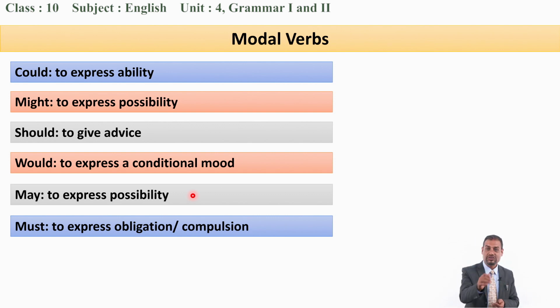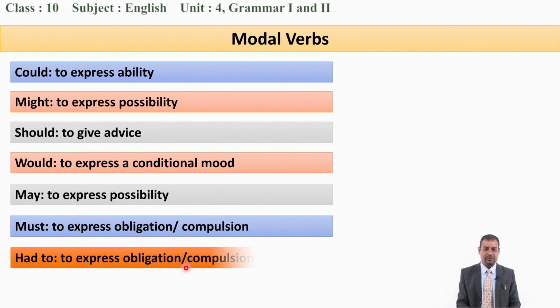Now, you must write them down. It means that there is not any option for you. You must do that work. So, it means that must is used to express obligation or compulsion. There is no chance. You cannot say, I don't want to do it. Okay, you have to do it. So, if we have a compulsion like that, we have to use the modal verb must. Is it clear to you, dear students?